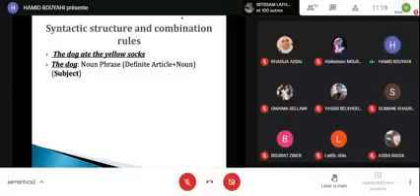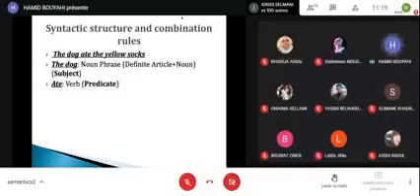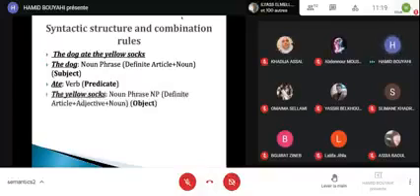So the dog will be a noun phrase. Ate is the verb and predicate. And what do we have left? Complement. The noun phrase. So we have the dog. Yes, we have another noun phrase, which is the yellow socks. Okay, it contains definite article, adjective, and noun in its simplest form.